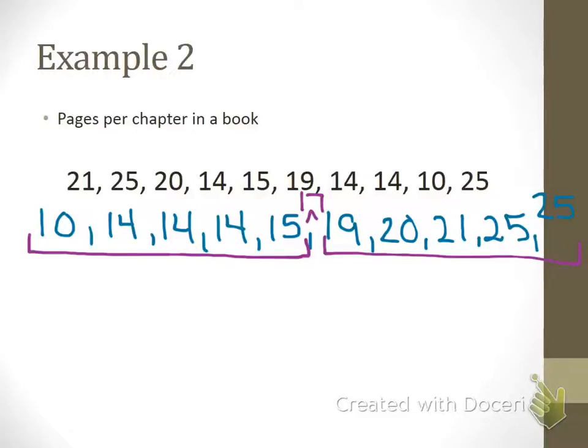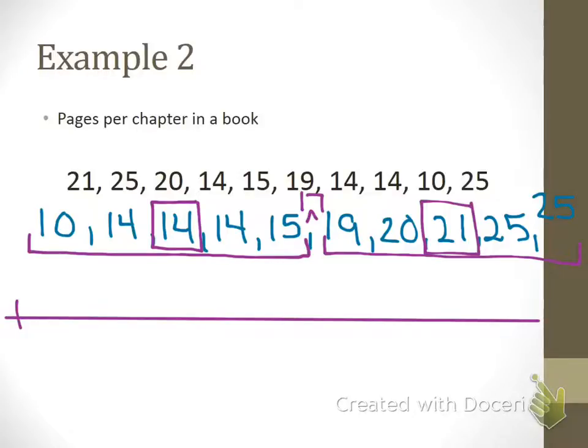Malcolm, what do I do next? Anybody know? Find the, Alexis? Find the median of the lower half and the median of the upper half. And I call them my, what? It starts with a Q? Lower and higher. Yep, I call my quartiles, my lower and my upper quartiles. Now that I've found my 3 medians, now I can start my number line.